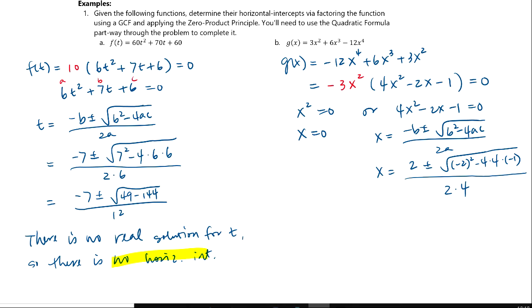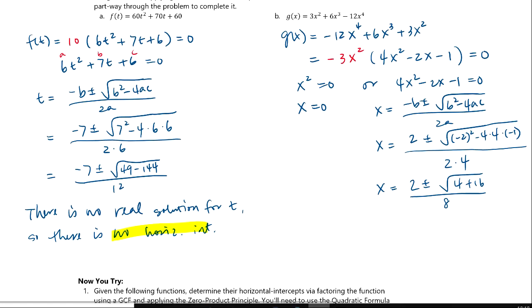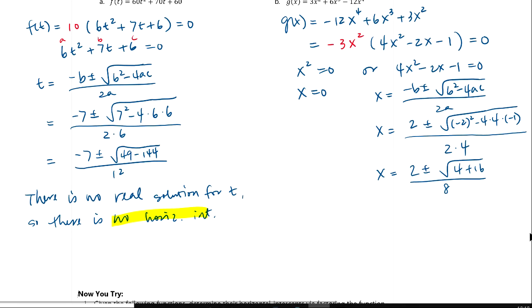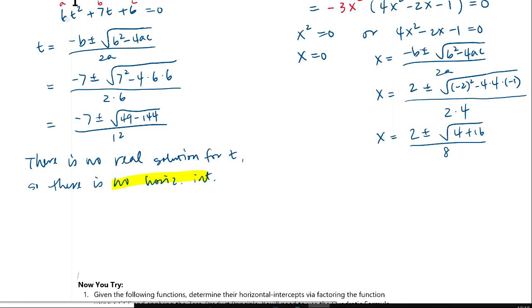And therefore, if we calculate it, we get x is equal to 2 plus minus, under the radical, we have -2 squared, which is 4, and then we had plus 16, because the negative signs are combined, all over 8. And once we do this, we will see that we have square root of 20 down below, or sorry, on the top. And then we get x is equal to 2 plus minus square root of 20 all over 8.